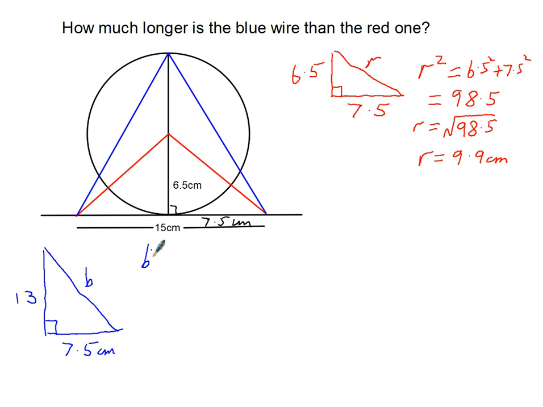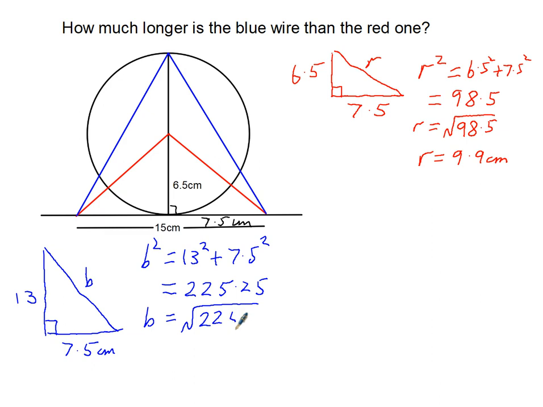So B squared is 13 squared plus 7.5 squared. When you put that into a calculator, it comes out at 225.25. B is going to be the square root of that, which, once you round it, comes out at 15 centimetres.